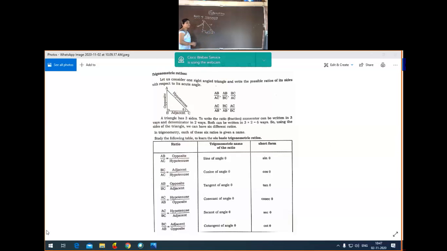Here we have to observe three terms. One is hypotenuse, the side opposite to 90 degrees. Then we marked one angle, that is theta. Theta is a Greek letter, and the marked angle is just denoted as theta. For this theta, the opposite side we name as opposite, and the remaining side adjacent.